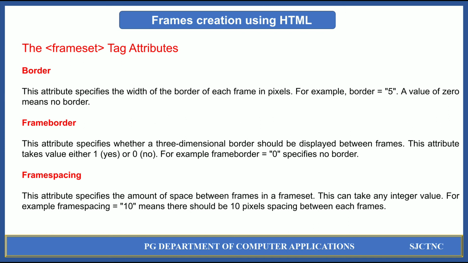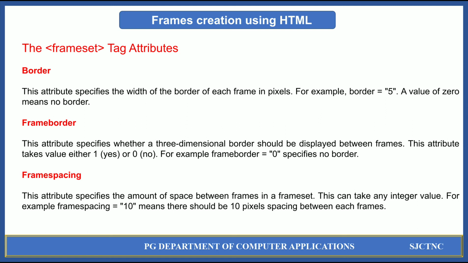Then the second one is frame border. This attribute specifies whether a three-dimensional border should be displayed between frames. This attribute takes either value. 1 means yes, 0 means no. For example, frame border equal to no specifies no border.